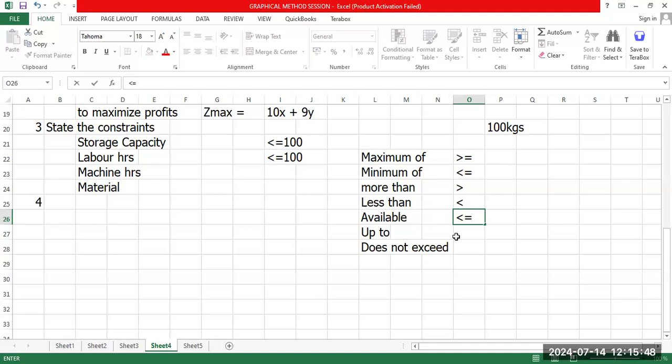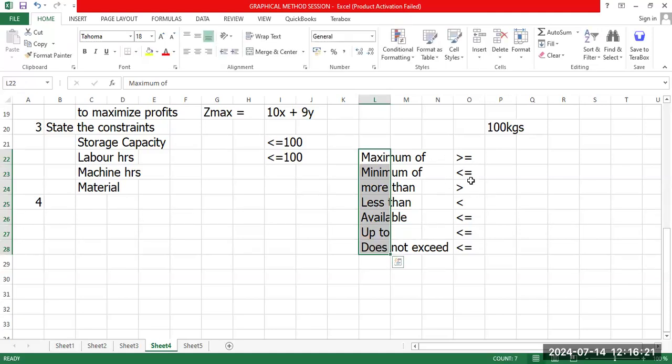Then if they say you have up to 100 kgs, or you have up to 100 hours to produce all your products, this is also less or equal to. What else? Does not exceed. It is also less or equal to. Among others, depending on how the question will be phrased. But these are words that are going to be helping you to come up with inequalities.